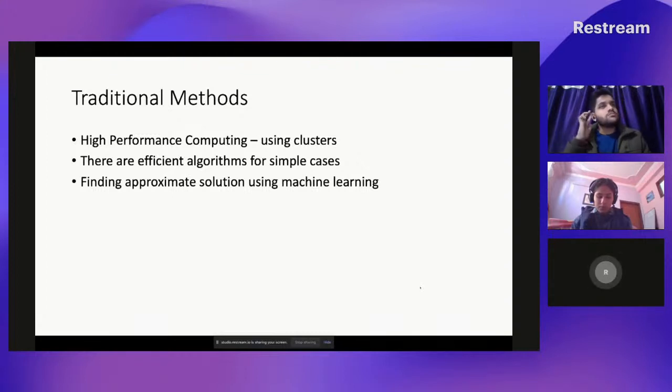These are traditional methods, but they all have limitations, as you can see. If you want to program a high performance task, it's going to be quite tedious because you need to make thousands of clusters work together. It's also very hard to find elegant, efficient algorithms for simple cases. And machine learning algorithms usually can only give you an approximate solution, not the exact one, and you probably need the exact one to be confident in your answers.